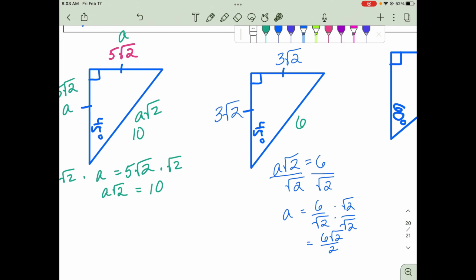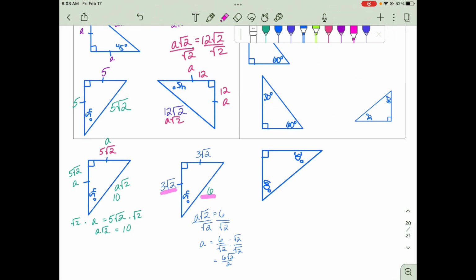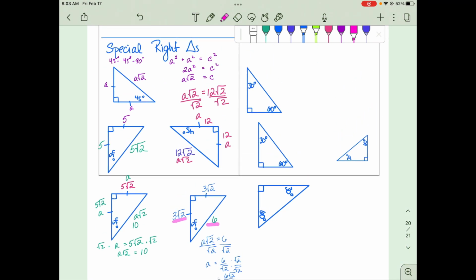All right. And so one thing that's important to note here is that you can work in the other direction. Like 3 root 2 times root 2 is 6. Okay. And so that's the relationship between the 45, 45, 90s.